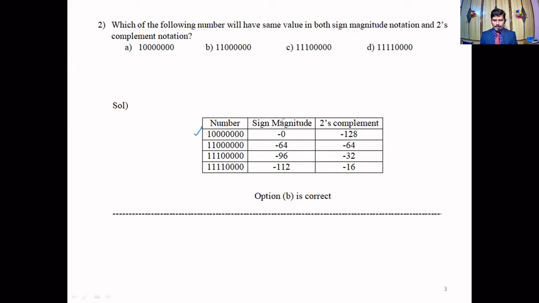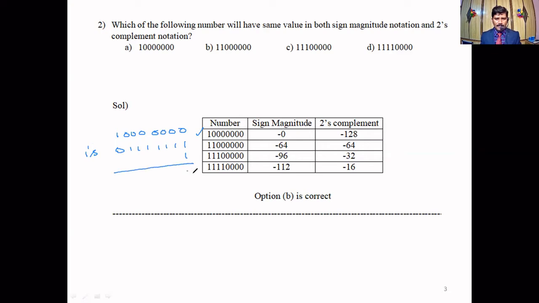See here, in the sign magnitude, this 1 indicates minus, and the total magnitude is 0, so this is minus 0. And for the same number in 2's complement, what is the decimal equivalent? Let us take this value, 1 0 0 0 0 0 0 0. What is the ones complement of this? 0 1 1 1 1 1 1 1. Now to find the 2's complement, just add 1.